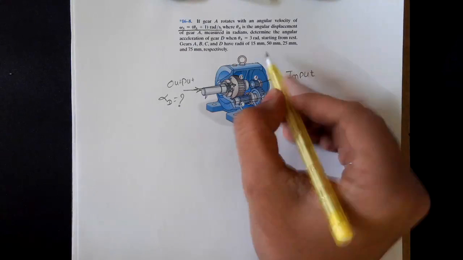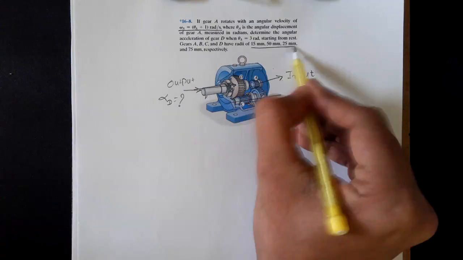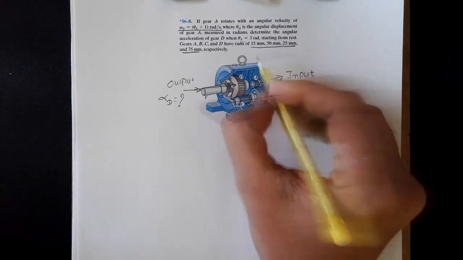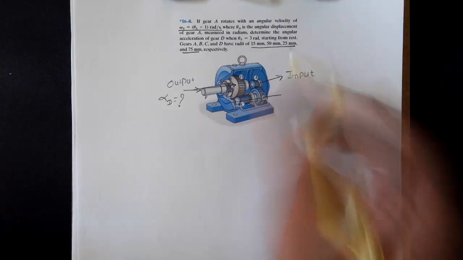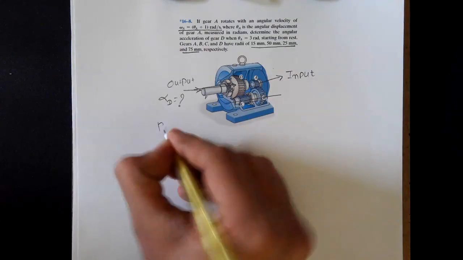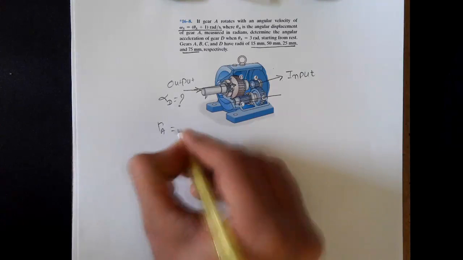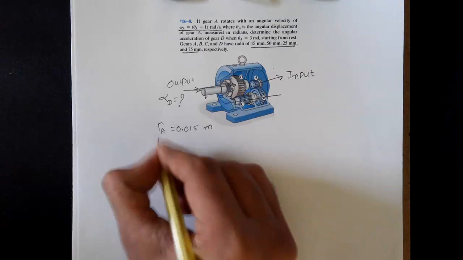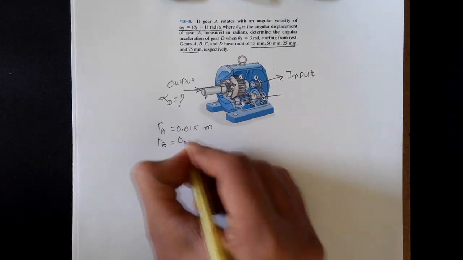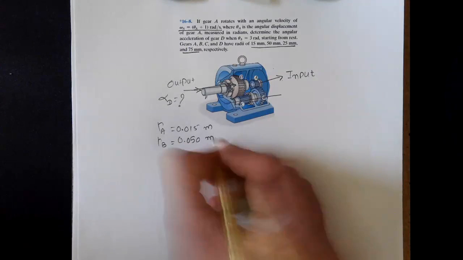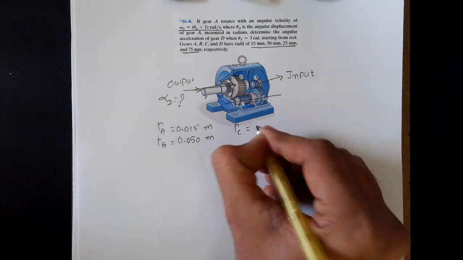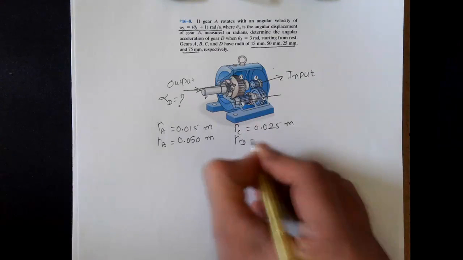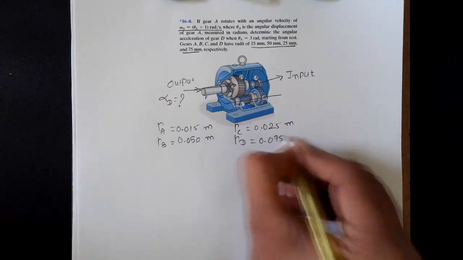And also be careful that all these values for radii are in millimeters. In our equation, we convert them into meters, so you need to divide each number by 1000. Okay, so let me write these values. Radius of gear A is 0.015 meters. Radius of gear B is 0.050 meters. Radius of gear C is 0.025 meters. And radius of gear D is 0.075 meters.